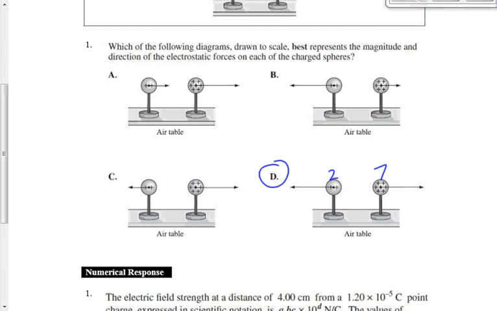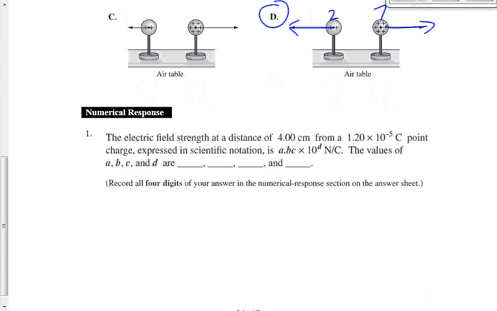Number 2 pushes number 1 this way. Number 1 pushes number 2 this way with the exact same force. Now, if they're different masses, they won't necessarily move the same. The heavier one would move less than the light one, but the force acting on them both would be the same regardless of whether one's heavy, one's light, whether they're both the same mass, both the same charge, doesn't matter. Okay, so the answer for that one is D.